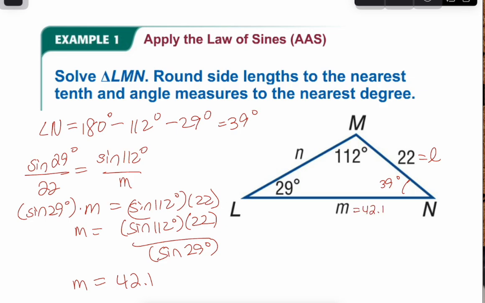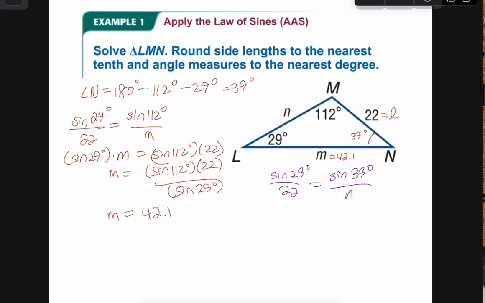Okay. So now let's set it up again. You can use the M pair if you want now because it's a finished pair, but I like to use the one that they gave me initially. So the sine of 29 over 22 is my go-to because they gave that to me. And now the last thing we need to find is little n, the side length n. So I know that that's the sine of 39 degrees, which we found earlier, over little n. So now that's just a proportion. Solving proportions is easy, just cross multiply and then divide.